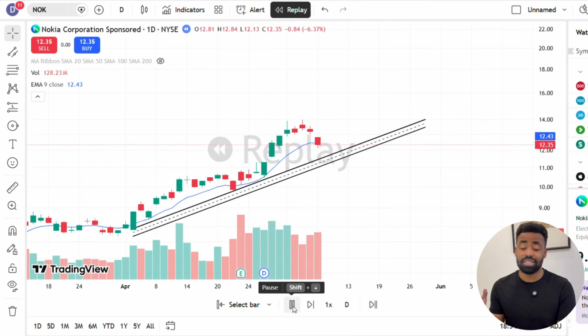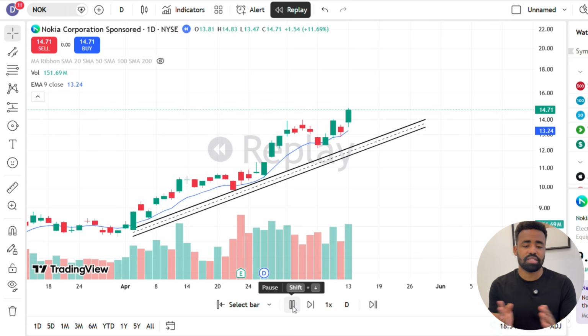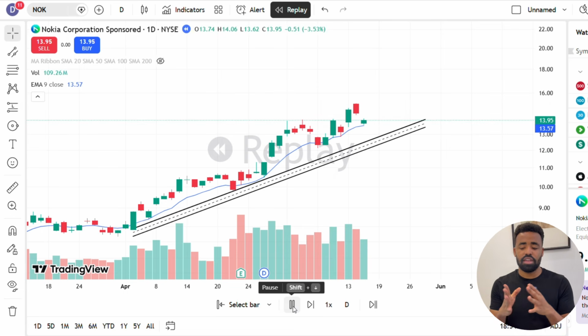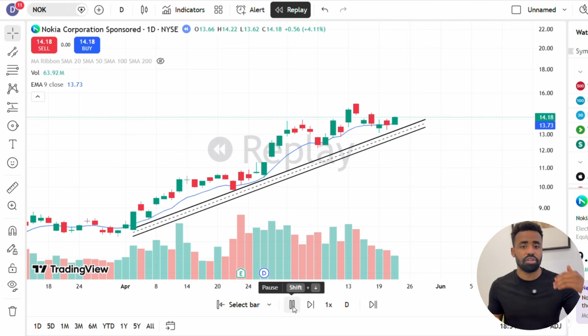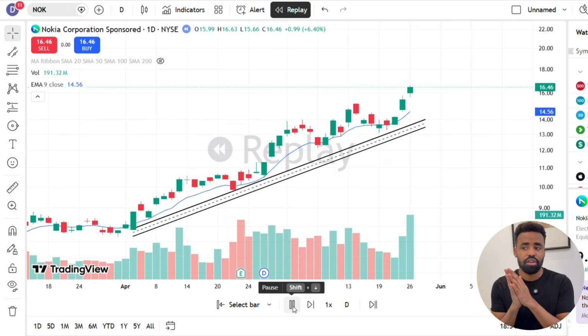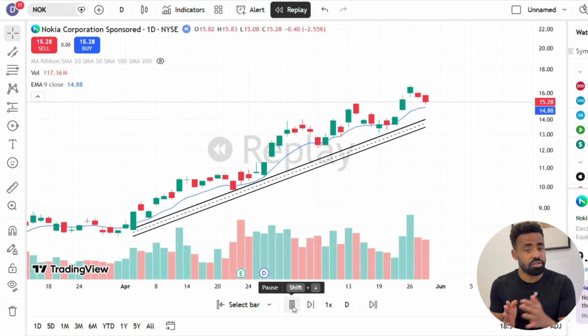Now, here's a mistake I see a lot of people make. The EMA is not support, all right? I'm telling you guys now, the EMA is not support. The market is using that area as support. So the moving average is just helping us visualize where buyers continue stepping in.